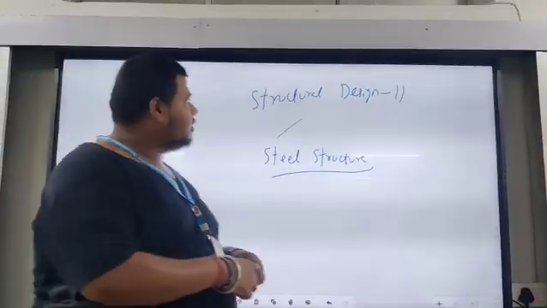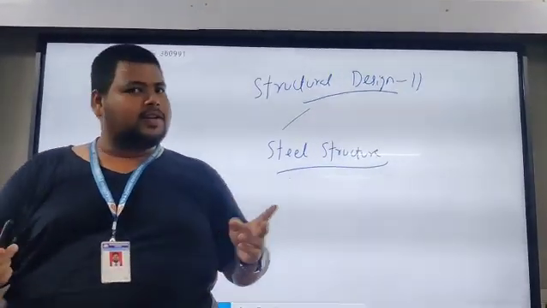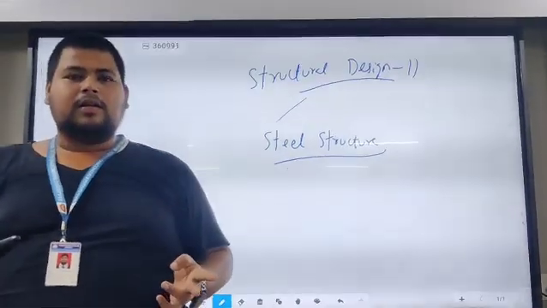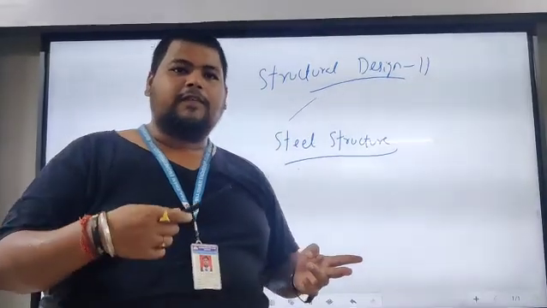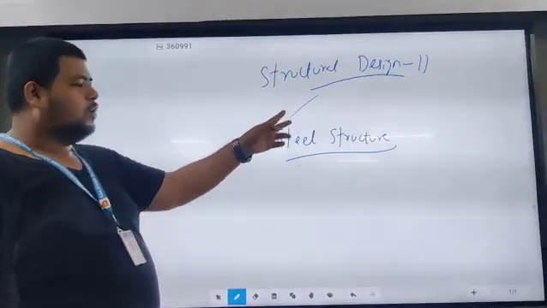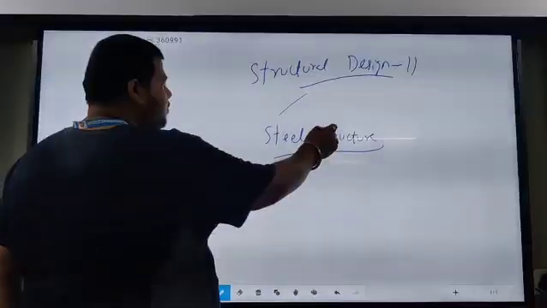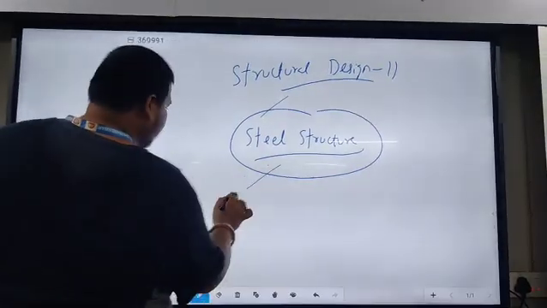Dear students, today we will discuss structural design 2. In the previous semester, you have studied structural design 1, which consists of the design of reinforced concrete structures or plain cement structure. In structural design 2, what do we study? The steel structure. In the steel structure, the basic important factor is connection.